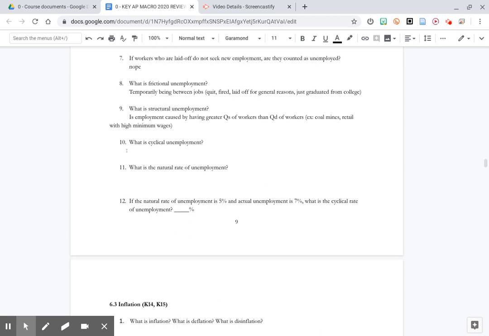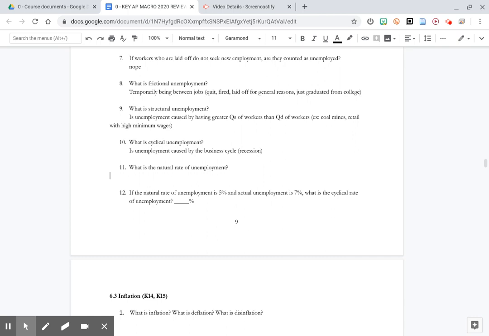Cyclical unemployment is unemployment caused by the business cycle, hence the name. And so we'd say recession. Right now, as I record this, the United States has, I think, an unemployment rate of around 15%. That's pretty high, and a lot of that is caused by the business cycle. It's caused by a recession. And so we have the highest unemployment rate since we started recording, actually.